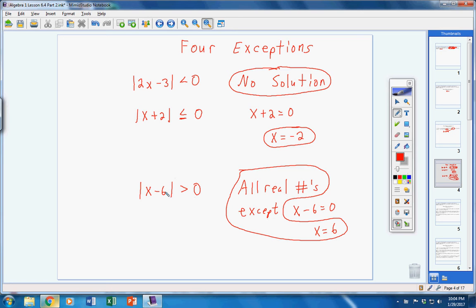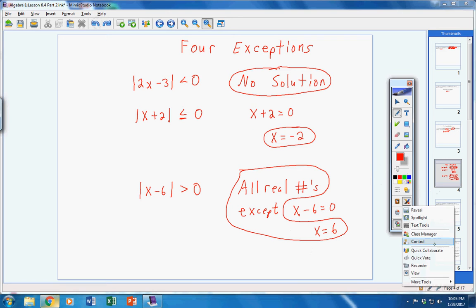So you've got to write that down. You've got to learn that. You've got to memorize that. If it says an absolute value is greater than 0, then your answer is going to be all real numbers except one number. And that one number is taking the inside of this, setting it equal to 0, and solving it. Alright? Okay, moving on to the last exception.